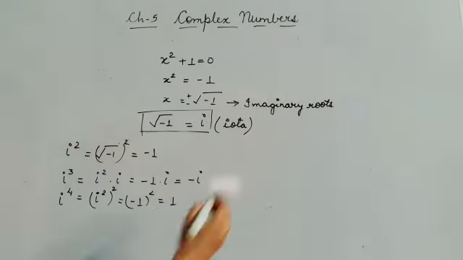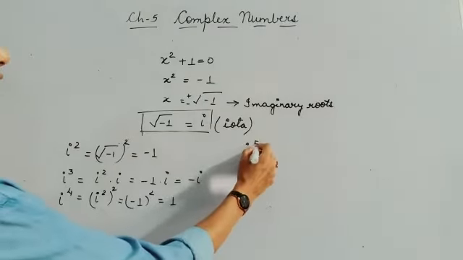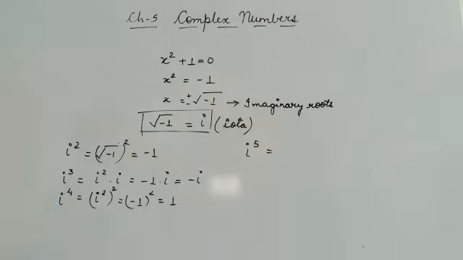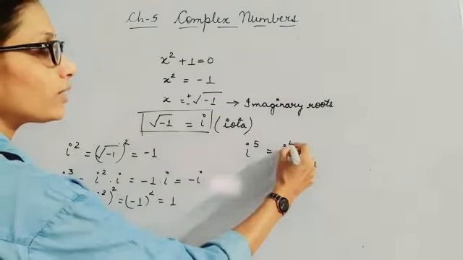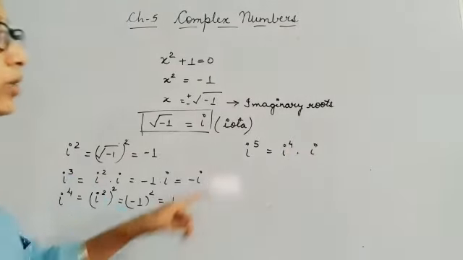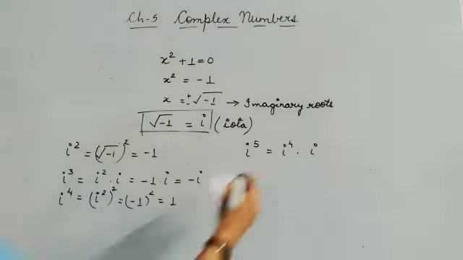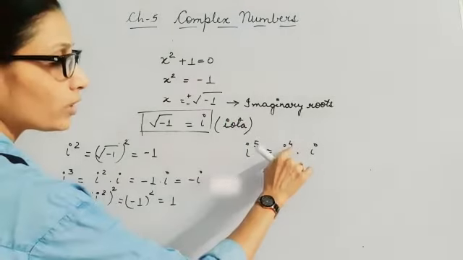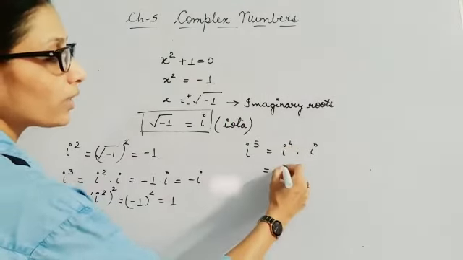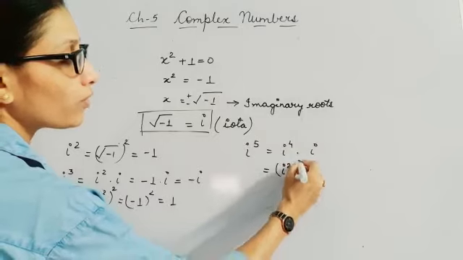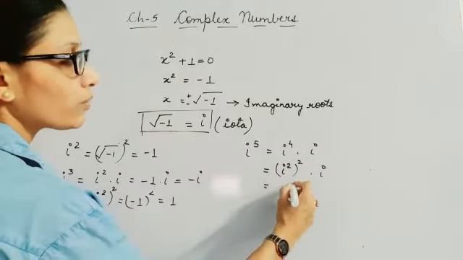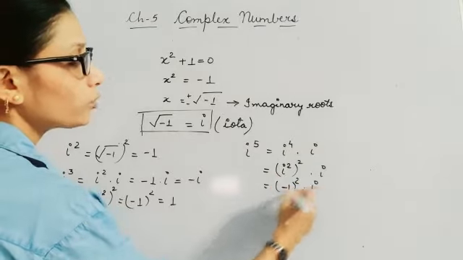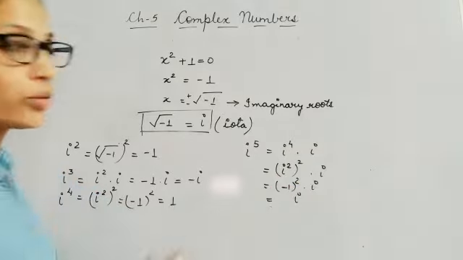Similarly, if you want to find out iota raised to power 5, first of all you need to see whether it is an odd power or even power. So this is your odd power. So split one iota from it. So it is iota raised to power 4 into iota. Now iota 4 is again an even power. So I can write it in the form of iota square whole square into iota. And iota square is minus 1, so it gives me just iota.